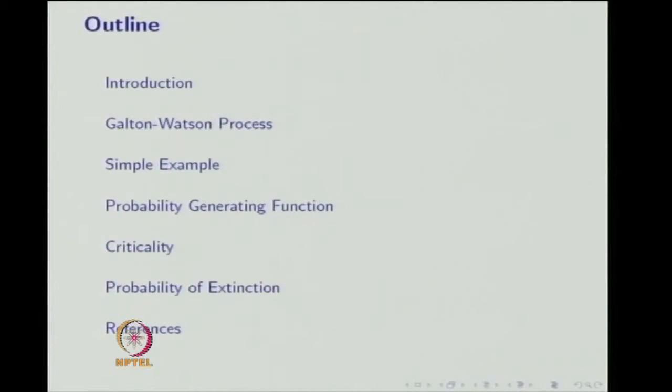In lecture 1, we are going to start with the introduction to branching processes. Followed by that, we are going to start the Galton-Watson process. Few examples will be discussed. Then we are going to discuss the probability generating function of Galton-Watson branching process. Then we are going to discuss the criticality and probability of extinction.